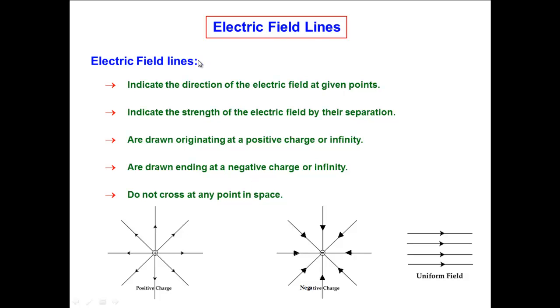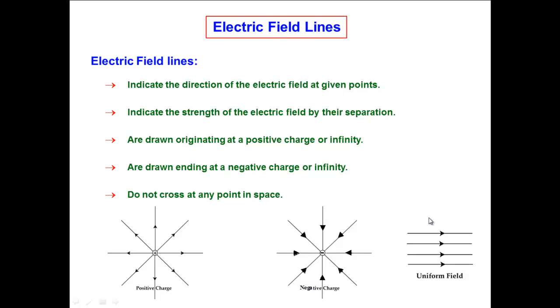But remember that if the electric field lines indicate the direction of the electric field at points in space, if two field lines crossed, then that would somehow mean that the electric field at the point where they cross was pointing in two different directions at the same time. And that really would be nonsense.